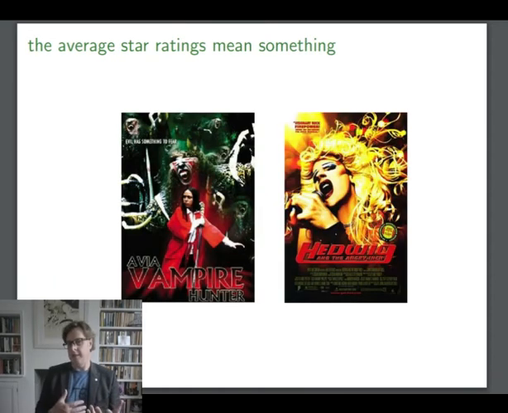On the same data set, I looked to see what the least well rated film was and the most highly rated film. Hedwig and the Angry Inch was the film with the highest average number of stars. Avia Vampire Hunter was the one with the lowest average star rating. And that's not terrible. Hedwig and the Angry Inch is a pretty good film. When it came out, there was a lot of buzz about it. I went to it, I really enjoyed it. Lots of people I knew went to it.